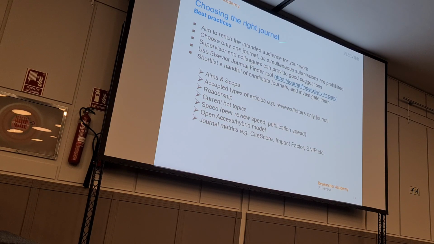So of course you want to reach the right audience. You want the right people to read your paper, so that's why it's important to publish in the right journal. And when you're submitting your paper, you should only submit it to one journal at a time. You're not allowed to submit the same paper to different journals at the same time. Of course, if your paper's been rejected at one journal, then you're free to go and submit it to another journal.